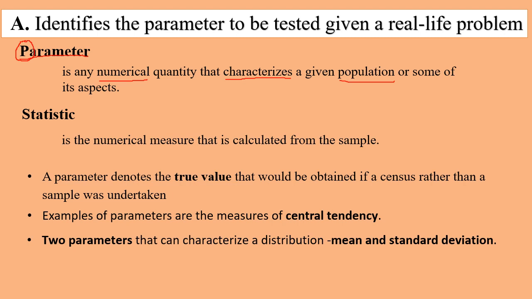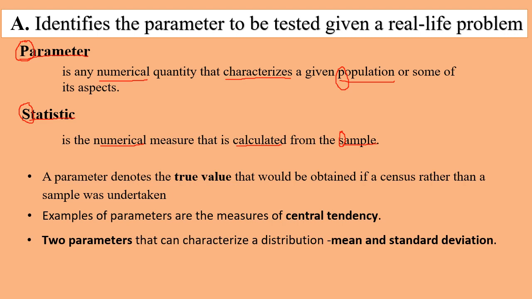Parameter is for population. When we say statistic, it is the numerical measurement that is calculated from the sample. So it is the quantity that is being calculated from the sample. Since statistics starts with letter S, it also talks about the sample, which starts with letter S. Population for parameter, sample for statistics.